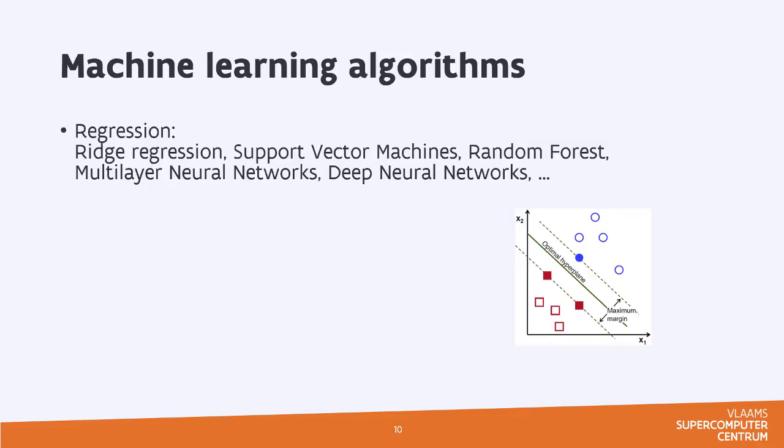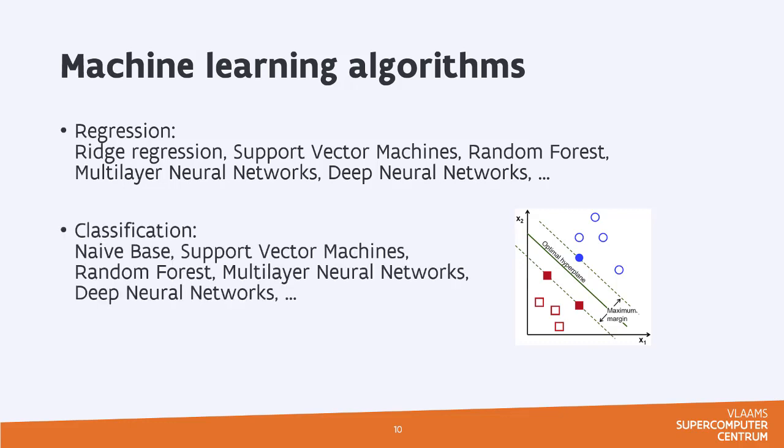So what we'll be discussing here, we will talk about regression. Of course there are many regression algorithms. For instance, ridge regression, support vector machines are quite popular. Random forest is very popular. Neural networks, either the classic multi-layer networks or deep neural networks. For classification, we have, for instance, naive Bayes, again support vector machines and random forest and neural networks.